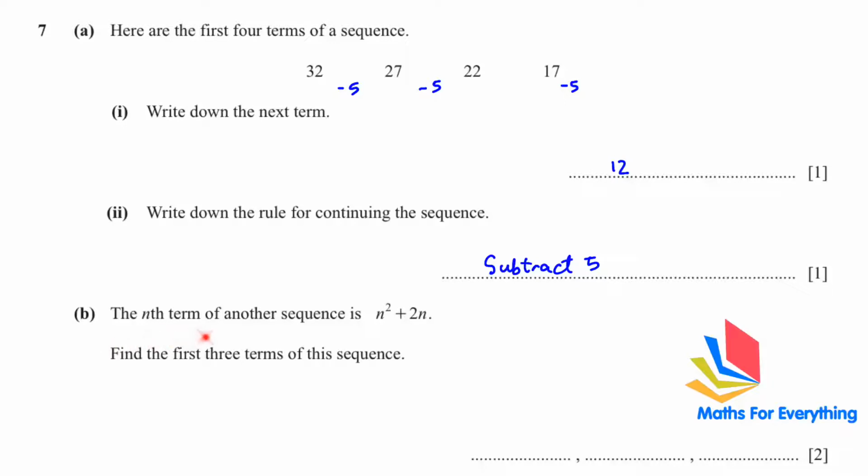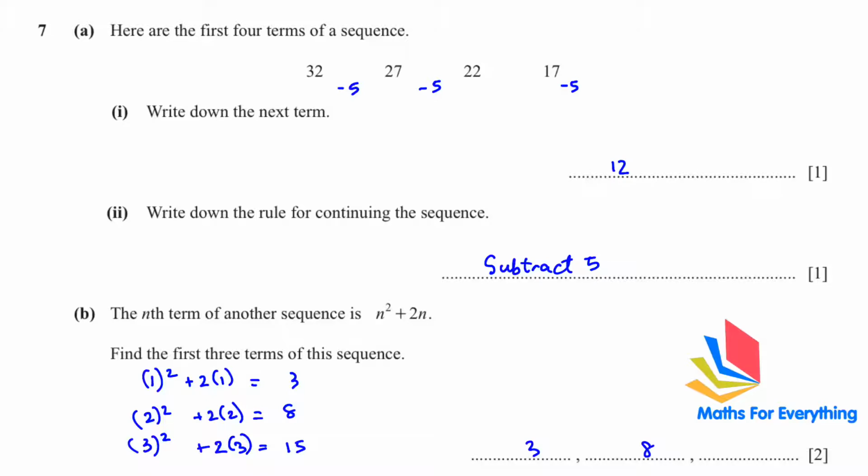Next, the nth term of another sequence is n squared plus 2n. Find the first 3 terms of this sequence. So in place of n, we are going to substitute first 1 and then 2 and then 3. So we will get 3, 8 and 15. So that's our answer.